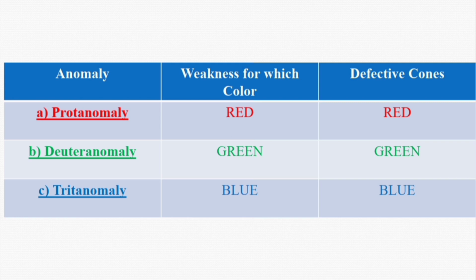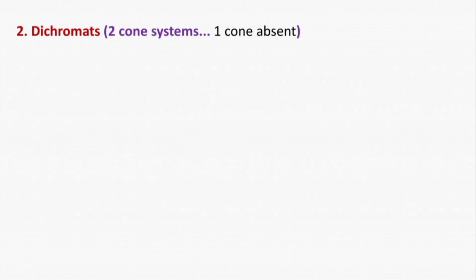Protanomaly is an anomaly in which the individual has weakness for red color and has defective red cones. Similarly, deuteranomaly is an anomaly in which the individual has weakness for the green color and there are defective green cones. Likewise, in tritanomaly, the weakness is for blue color and the blue cones are defective.